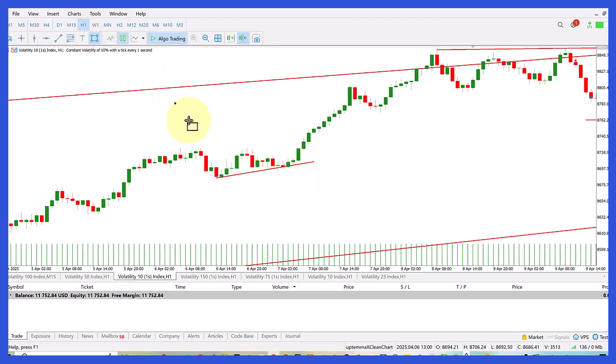I don't know why that is not moving. Let me use this one. So there was liquidity here.